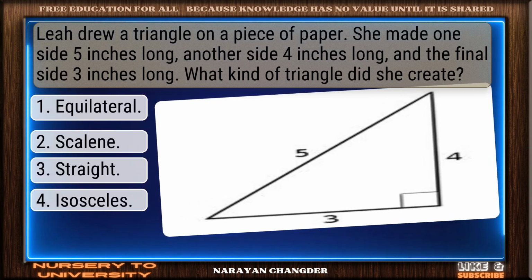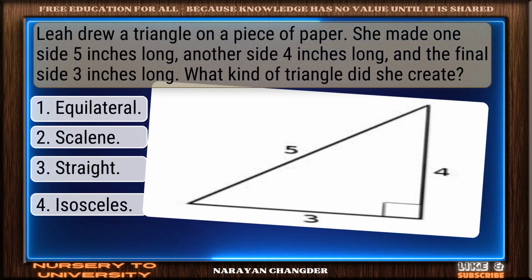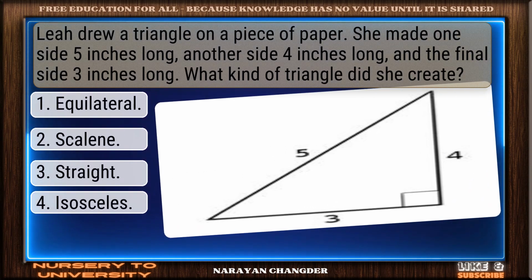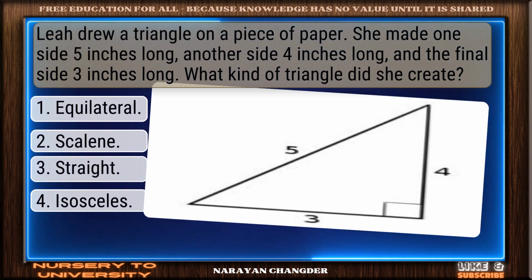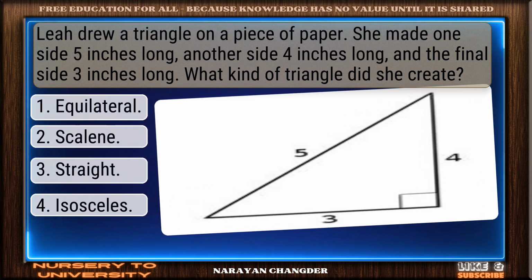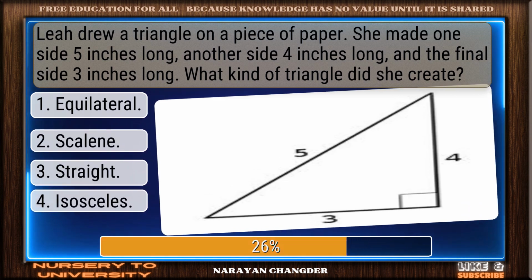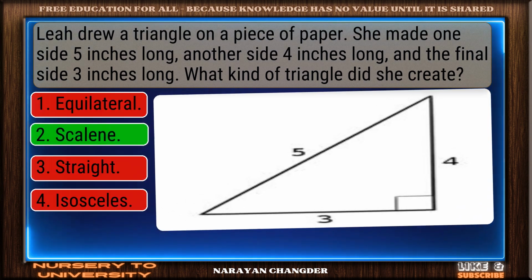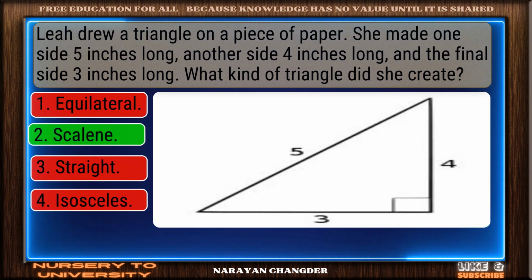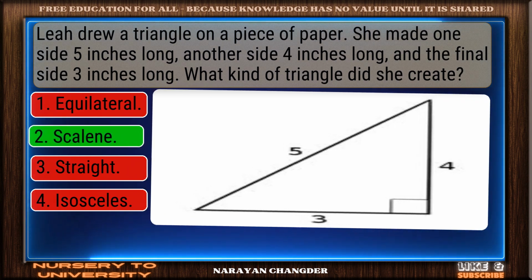Question number 1. Lee drew a triangle on a piece of paper. She made one side 5 inches long, another side 4 inches long, and the final side 3 inches long. What kind of triangle did she create? Solid response. Scalene is a valid choice.